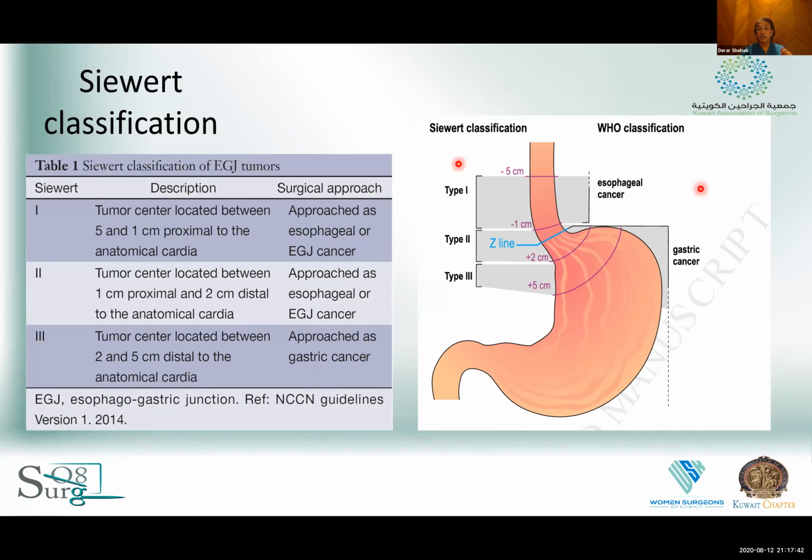Whereas Seward type 3, in which the tumor is located in the cardia, and that may extend to the GE junction, then the proper surgery is going to be total gastrectomy, not esophagectomy. So it's important before you operate on those people that you classify and identify which procedure by Seward classification. All right.